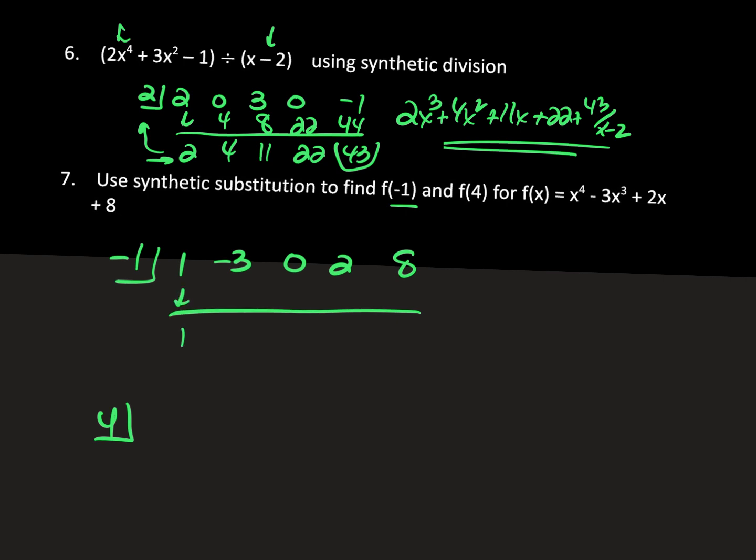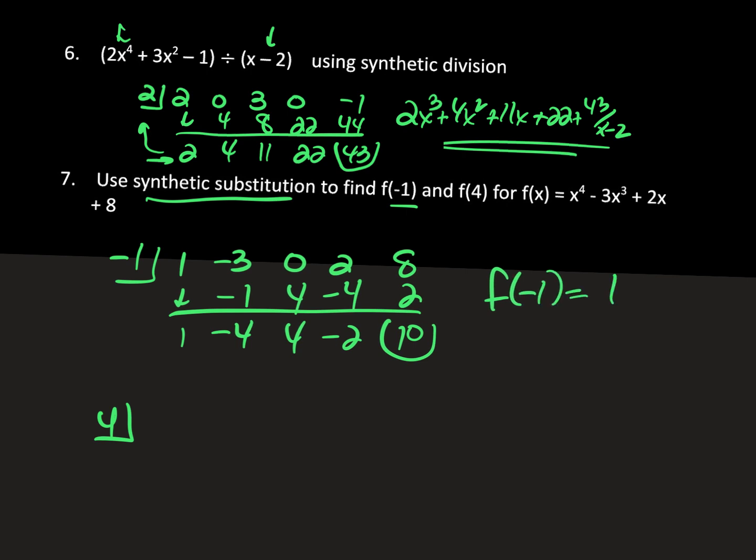Bring the first number down. Multiply by what's in the box. Add, multiply, add, multiply, add, multiply. Whatever your remainder is, the synthetic substitution is also called the remainder theorem. Whatever your remainder is, that's the answer. So it's just 10.